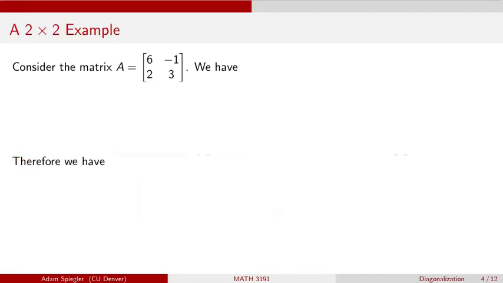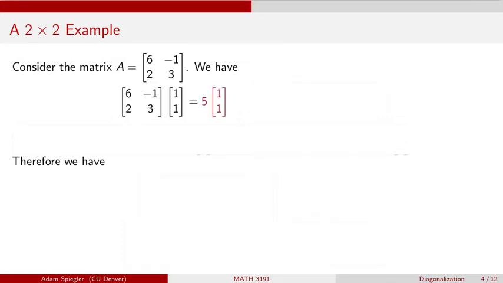Okay, so let's consider the following example. We have a 2 by 2 matrix A. The first column is 6, 2, and the second column is -1, 3. And we would like to identify whether this matrix is diagonalizable, and if so, let's diagonalize it.